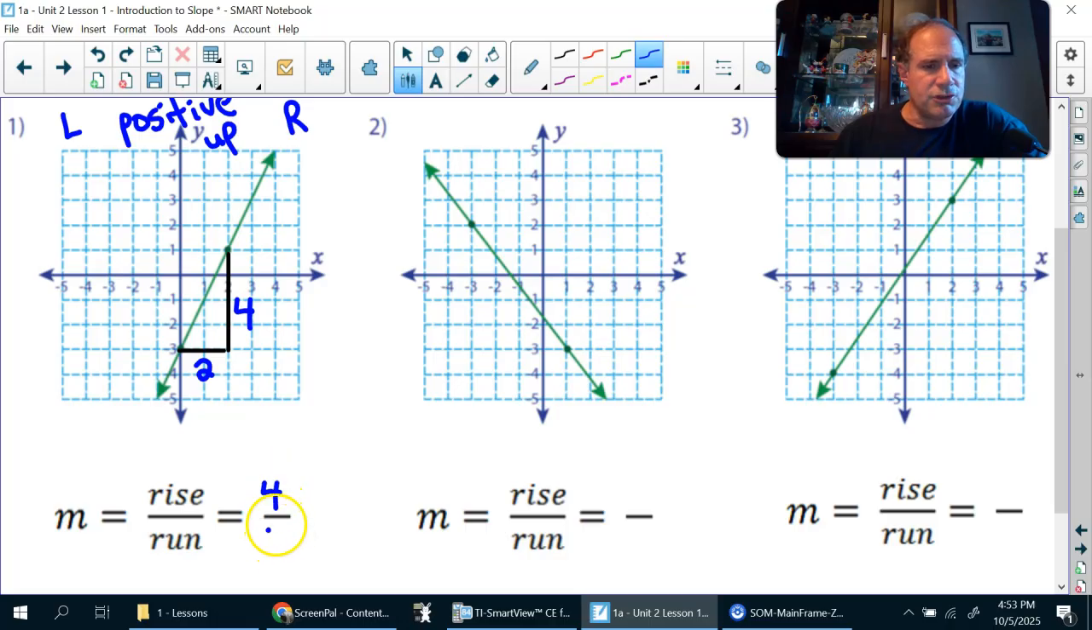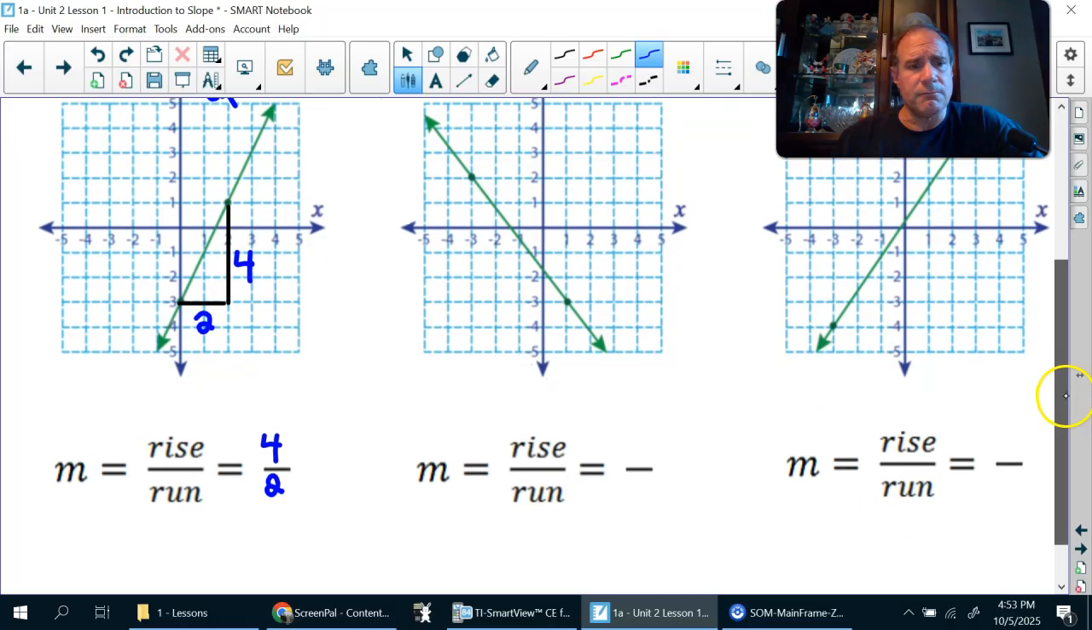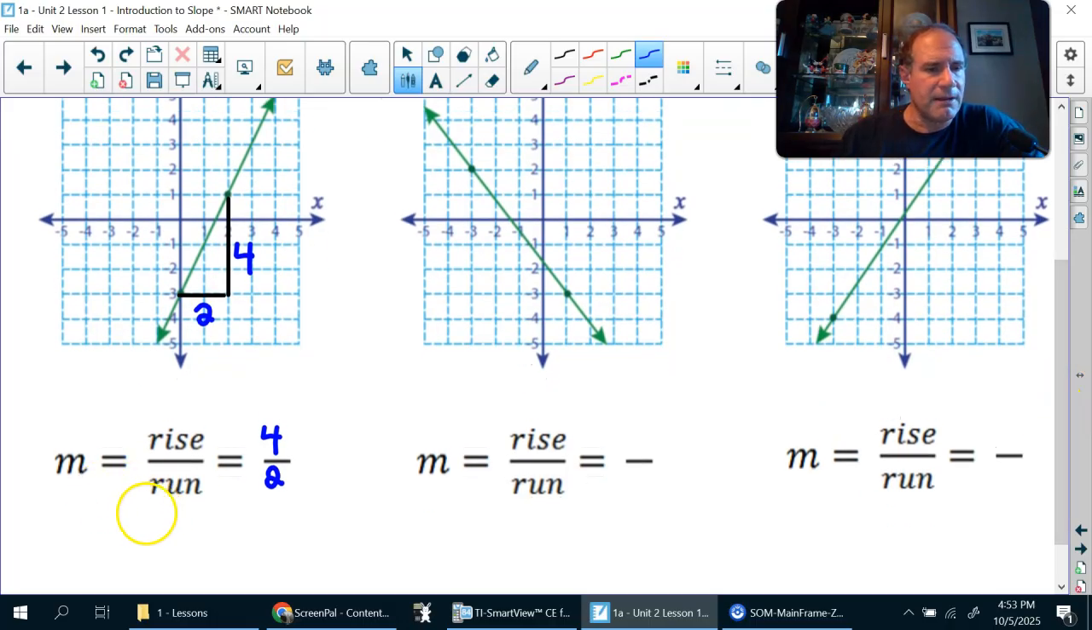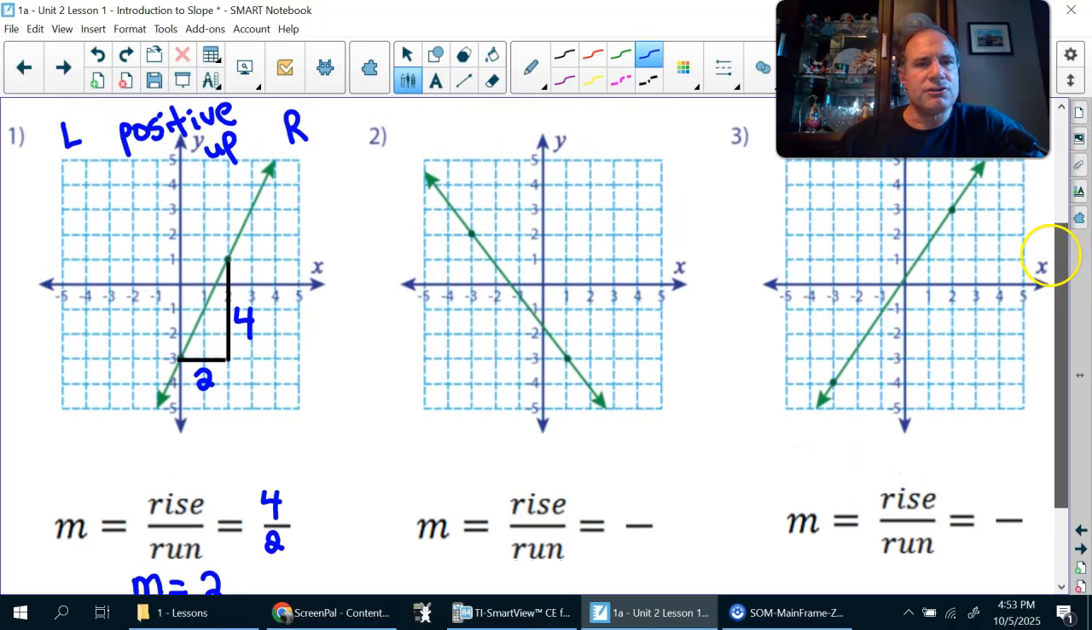The run is 2. The rise is always up or down. The run is always left or right. Just think about running in gym. That's exactly what you're talking about, run. So 4 over 2, that does divide into a whole number. So we could say it has a slope of 2. Sometimes they'll put 2 over 1, but just 2 is good enough. All right, so here we go.